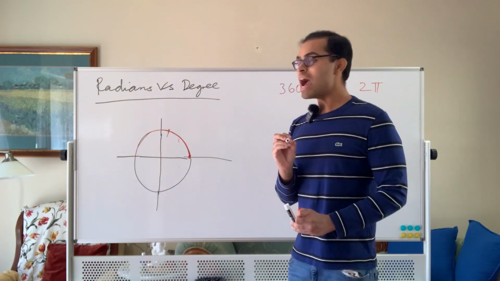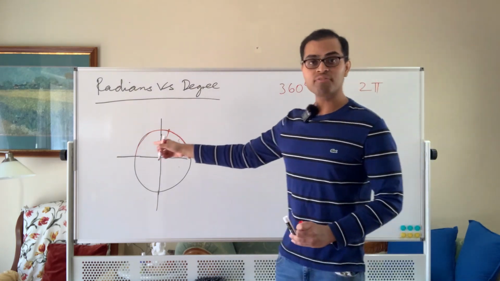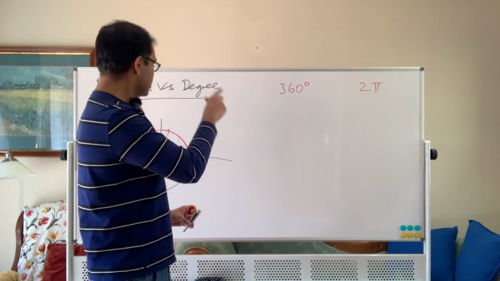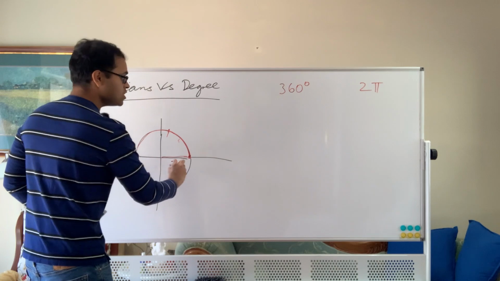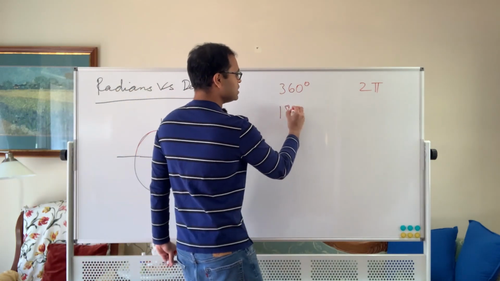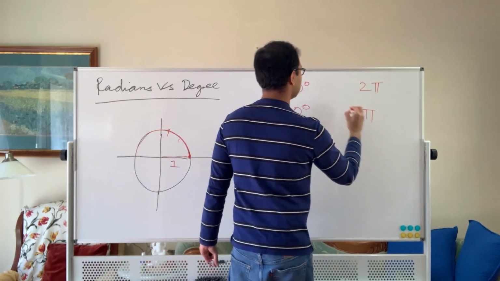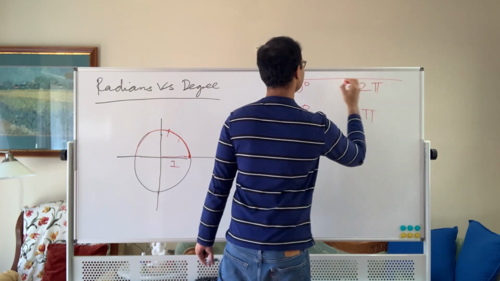A distance of pi, because that's going to be 1/2 the circumference of the circle, and the circle has radius 1. Okay, so that means 180 degrees is going to correspond to pi radians. So this is actually a cool little table we can use.